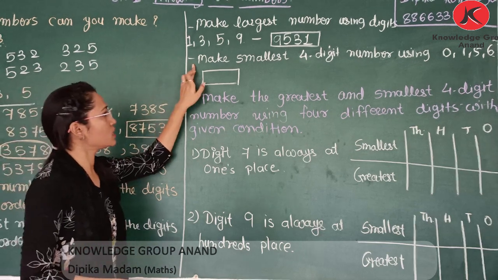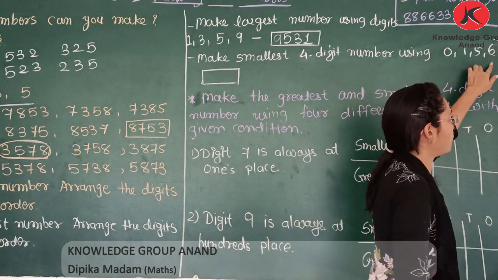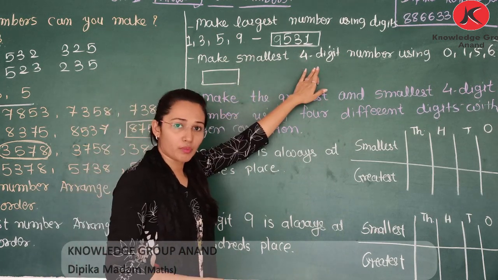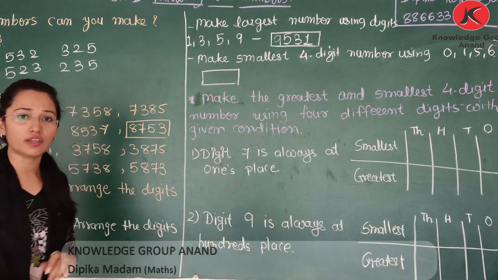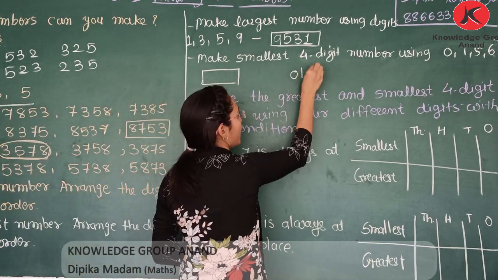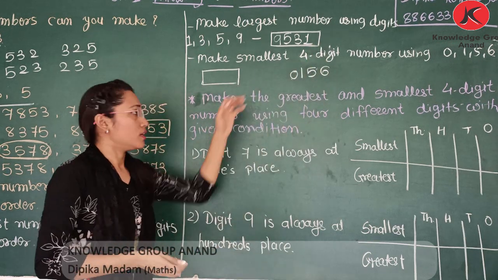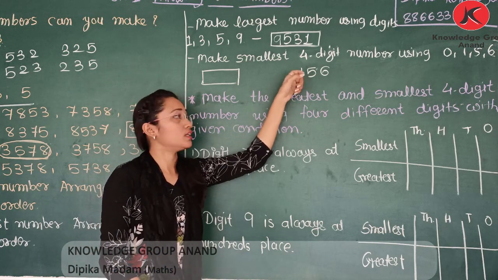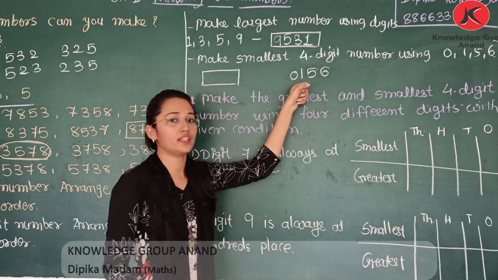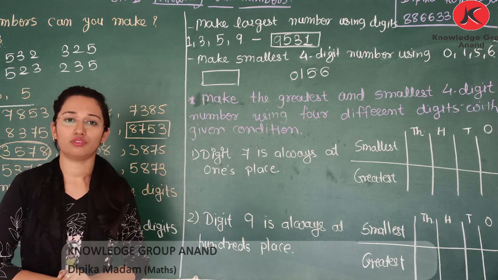Now the next question is make the smallest 4-digit number using 0, 1, 5 and 6. Now here one exception is there. If you write this in increasing order, the smallest digit will be 0. So your answer will be 0, 1, 5 and 6. But 0 is the first digit. It is a 3-digit number, not a 4-digit number. If you write 0 at the first place, then it is not a 4-digit number, it is a 3-digit number.